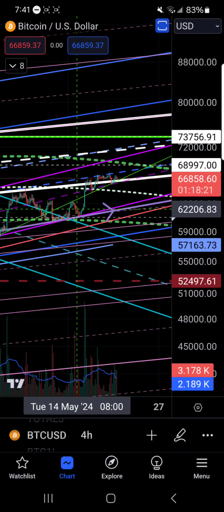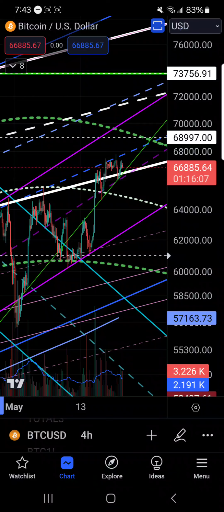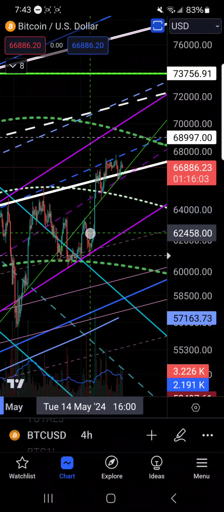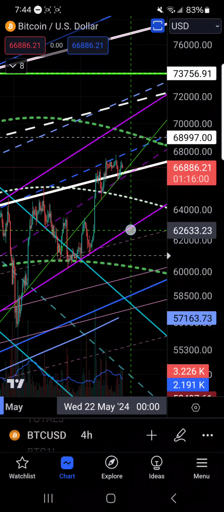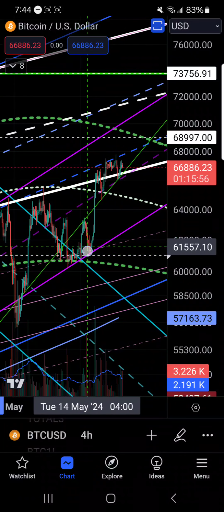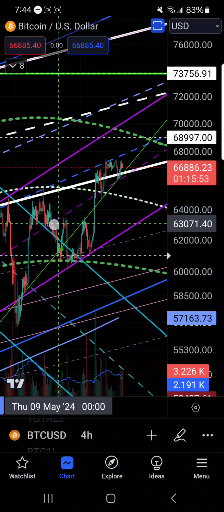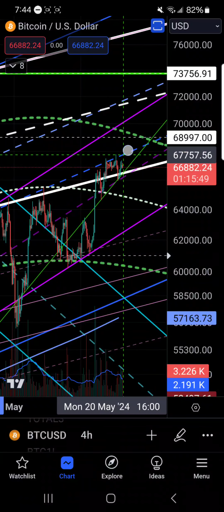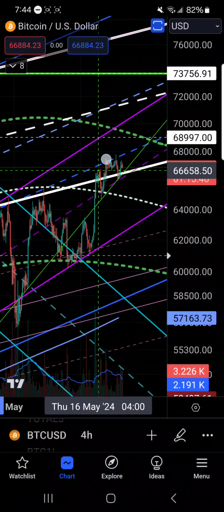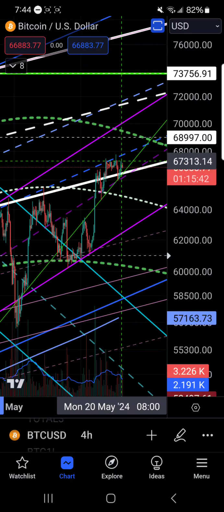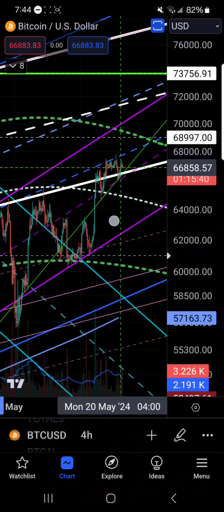So I'm going to now get rid of those lines. Alrighty, I got rid of those lines and I left this fuchsia colored channel, which was perfectly parallel to the red line, if you remember that. And as you can see, it is important because we are currently interacting with this channel. Now, there's a blue dotted line right here, which it seems is acting as resistance, the center line of that channel.